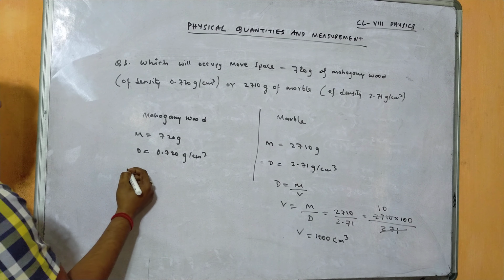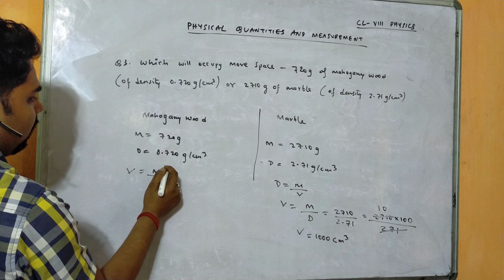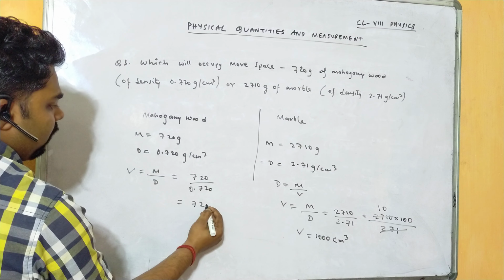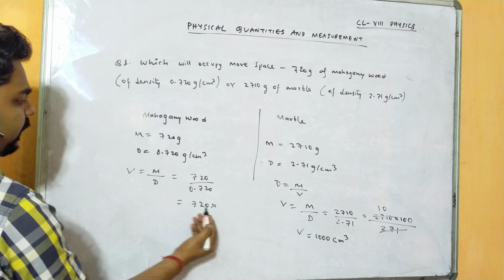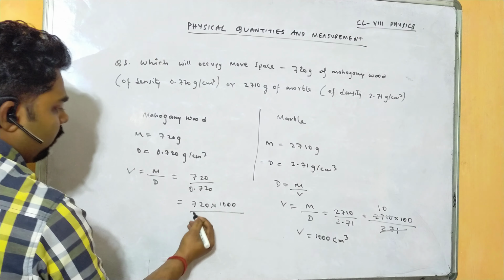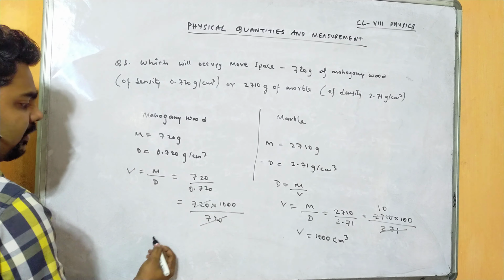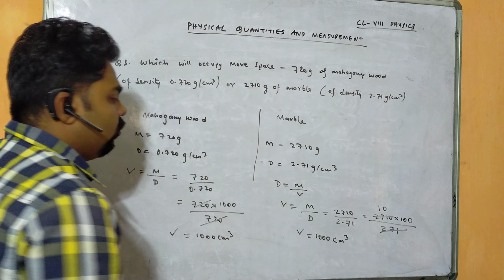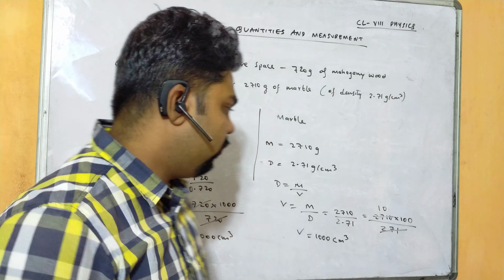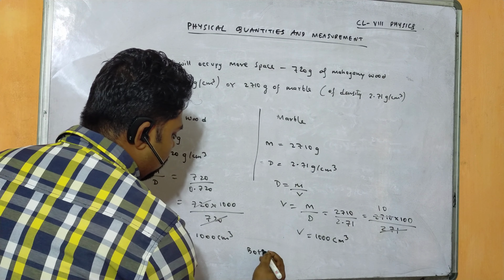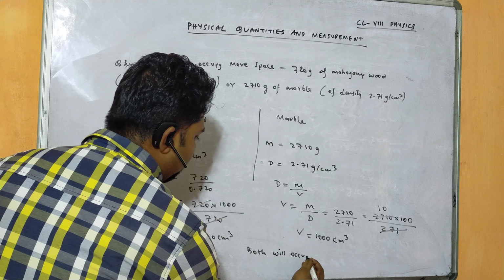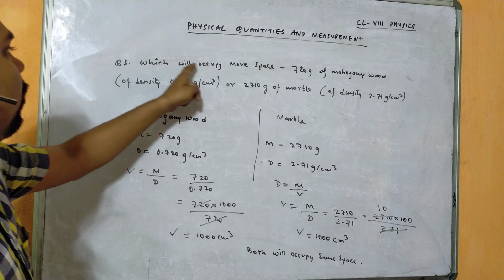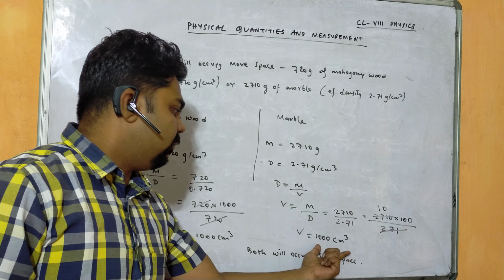Here also we will calculate the volume. So volume equals mass by density. So how much is the mass? 720, and density is 0.72. So 720 into 1, 2, 3. After 3 digits the point is there. So 3 zeros will go up and 720 down. So 720 and 720 cancel. So how much do we get here? 1000 centimeter cube. You see, volumes are same. So they will occupy the same space. Okay, so this is the answer. Both will occupy the same space. Okay, so what was the question? Which will occupy more space? Both will occupy the same space because the volume is the same.